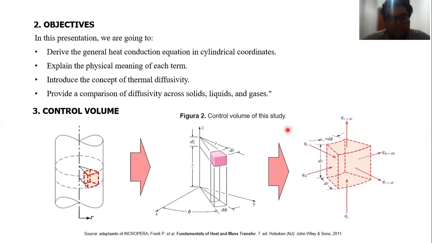So let's continue. Our objectives are to derive the general heat equation in cylindrical coordinates, explain the physical meaning of each term, introduce the concept of thermal diffusivity, and provide a comparison of diffusivity across solids, liquids, and gases. Okay, let's start with a control volume.